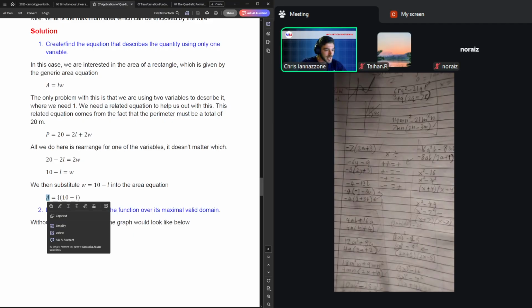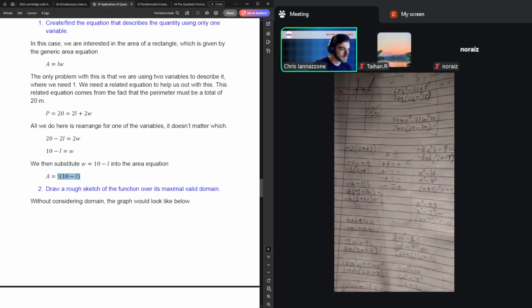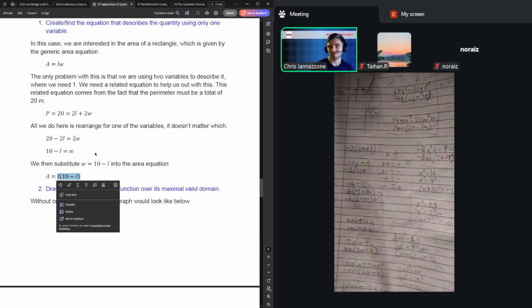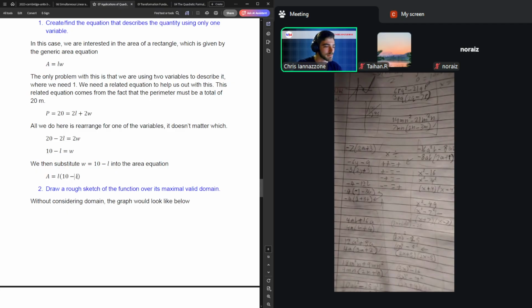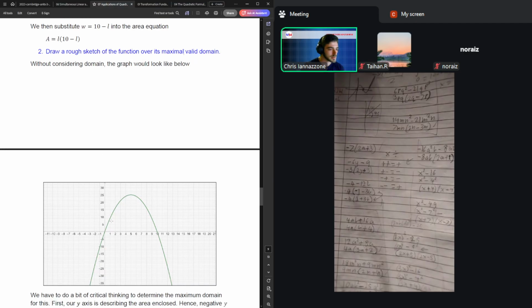This is a function A of L, right? Area on the y-axis and length is now on the x-axis. Starting to see how this might be a quadratic now. If you were to expand this out, for instance, you would get a minus L squared going on. From there, probably the easiest thing to do is to just get a picture.